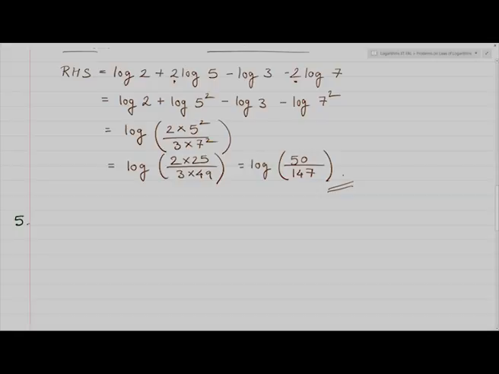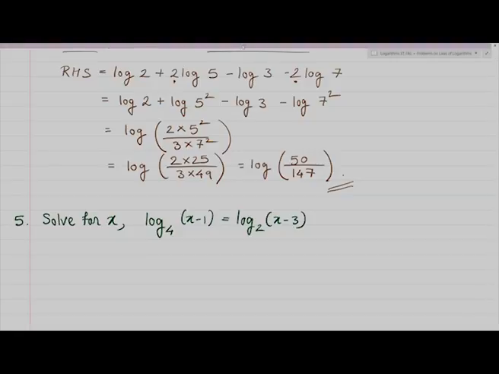And let us see, the question is solve for x, and the equation that is given to you is a logarithmic expression, which is log to the base 4 of x minus 1, which is equal to log to the base 2 of x minus 3. Okay. Now, if you notice, this problem is slightly different as it has bases which are different. For one the base is 4, for the other the base is 2.